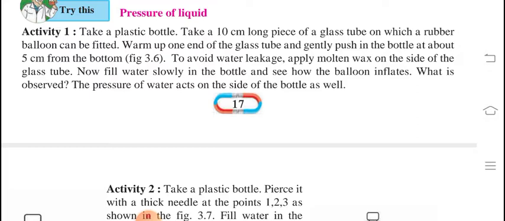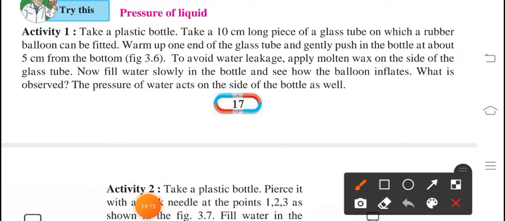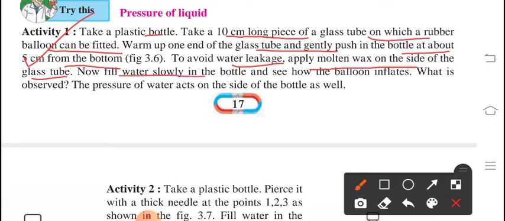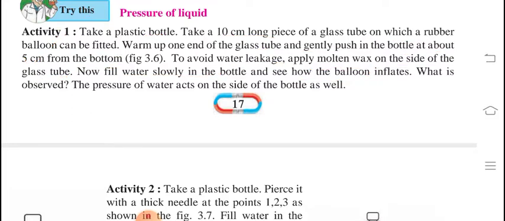I am reading the part, listen carefully. Take a plastic bottle, take a 10 centimeter long piece of glass tube on which a rubber balloon can be fitted. Warm up one end of the glass tube and gently push it into the bottle at about 5 centimeters from the bottom. To avoid water leakage, apply molten wax on the side of the glass tube. Now fill water slowly into the bottle and see how the balloon inflates. What is observed? You can apply this activity at home also. Nothing much more.